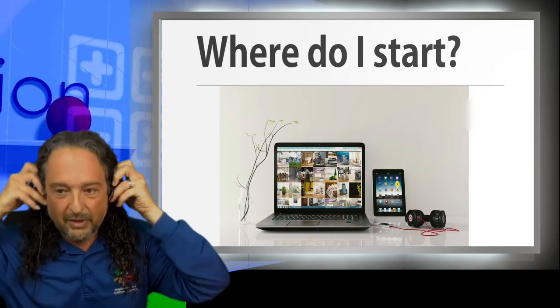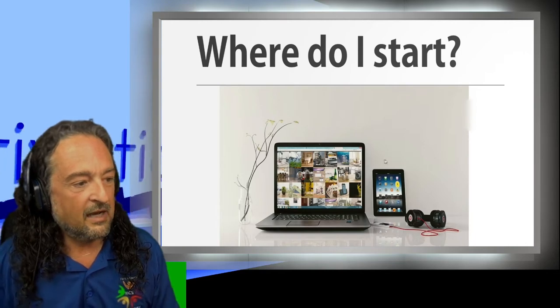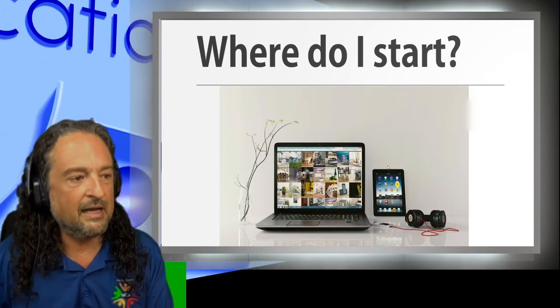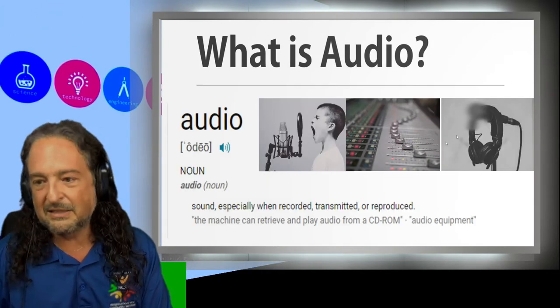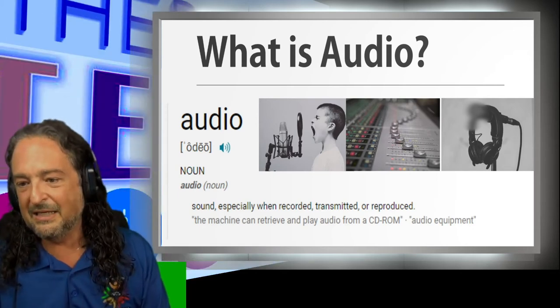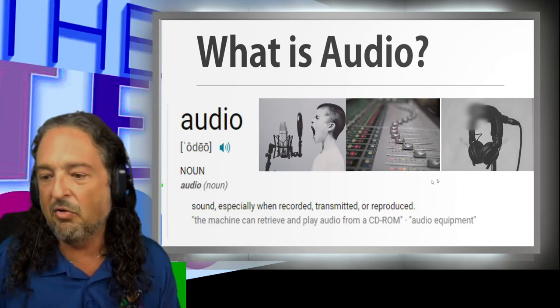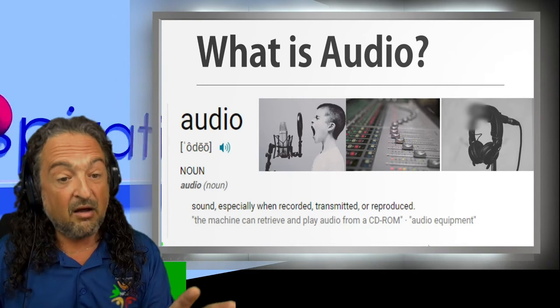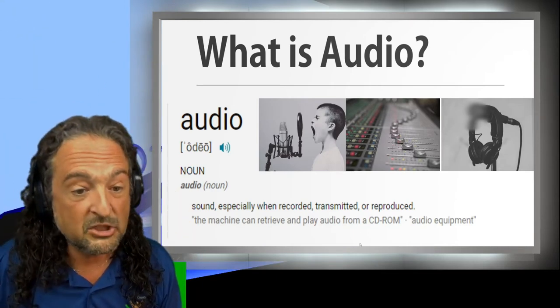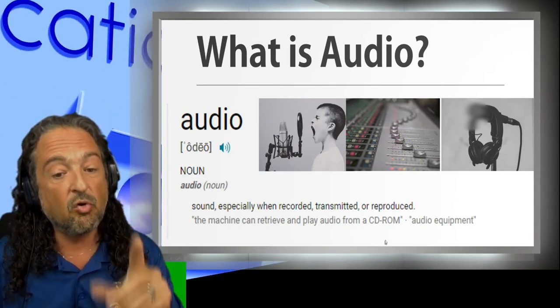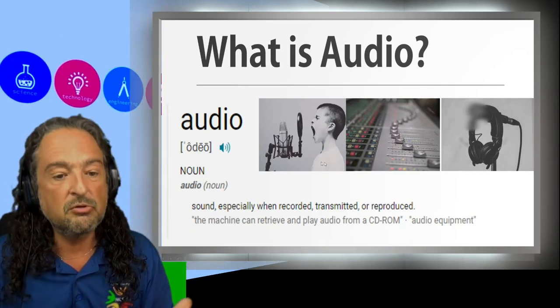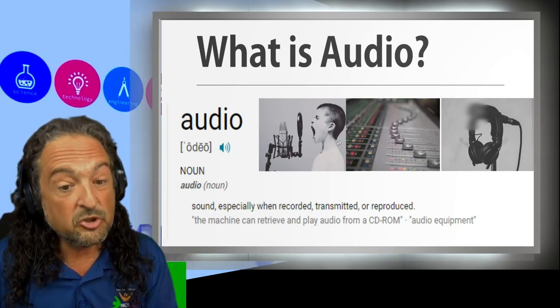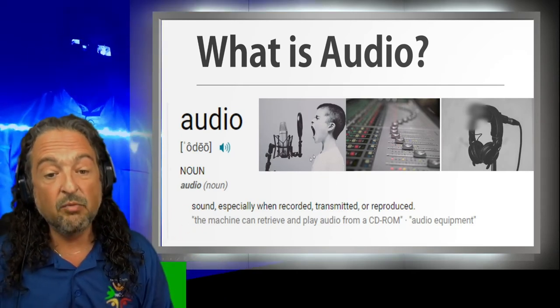All right, so we got to get moving along here. There's a lot of information that we're throwing at you. Now we're going to get into the fun stuff. Let's talk about what audio is. Audio is sound. It is a noun as defined by Merriam-Webster Dictionary: sound, especially when recorded, transmitted, or reproduced. The machine can retrieve and play audio from a CD-ROM, for instance.